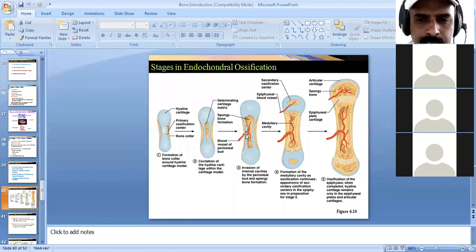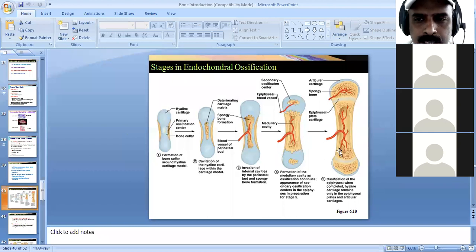In the third diagram, we have blood vessels of the periosteal buds, with a cavity inside, and spongy bone formation. Then in the fourth, the secondary ossification center starts in the epiphysis. Here we have the second centers of ossification and the epiphyseal blood vessels, the nutrient blood vessels, the nutrient artery, that is the blood supply.